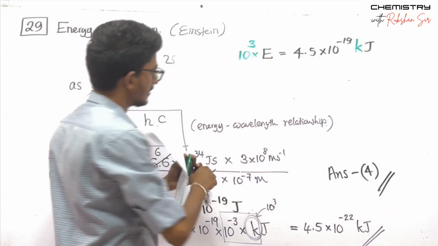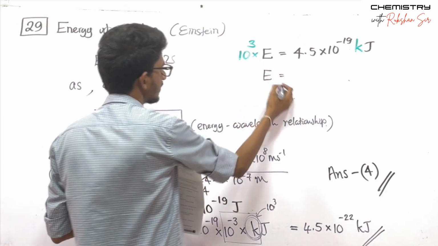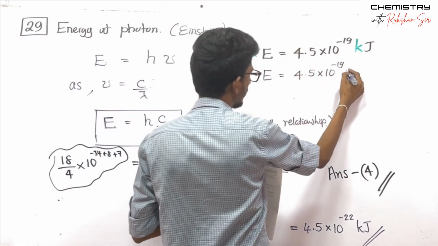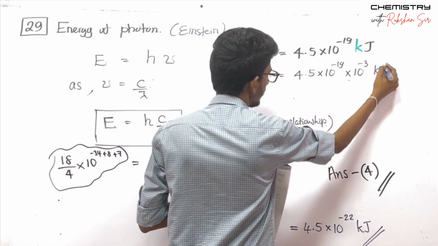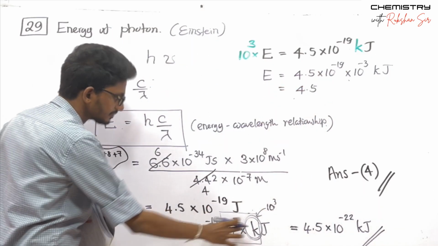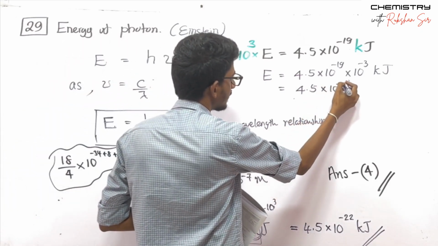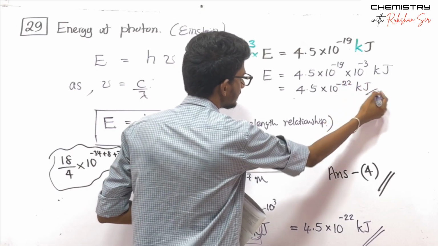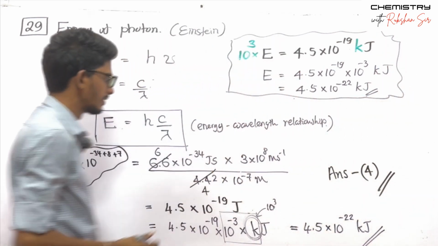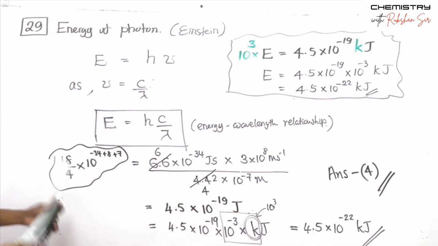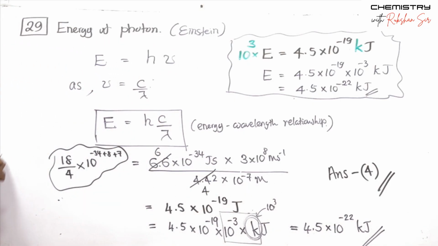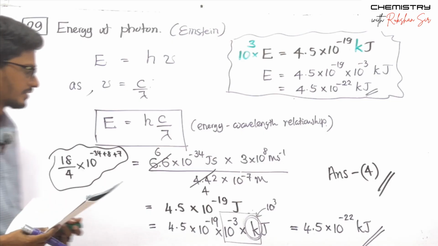So again, subjecting that thing, subject the E again. It's going to be 4.5 into 10 to the power minus 19. This 3 comes to here as 10 to the power minus 3 kilojoules. So this is again the same thing, right? This will give you minus 22 kilojoules. So you can do it like that as well. But I prefer this way, right? Little by little, just do the calculations with the use of this method. Okay, so that is the answer to question 29.